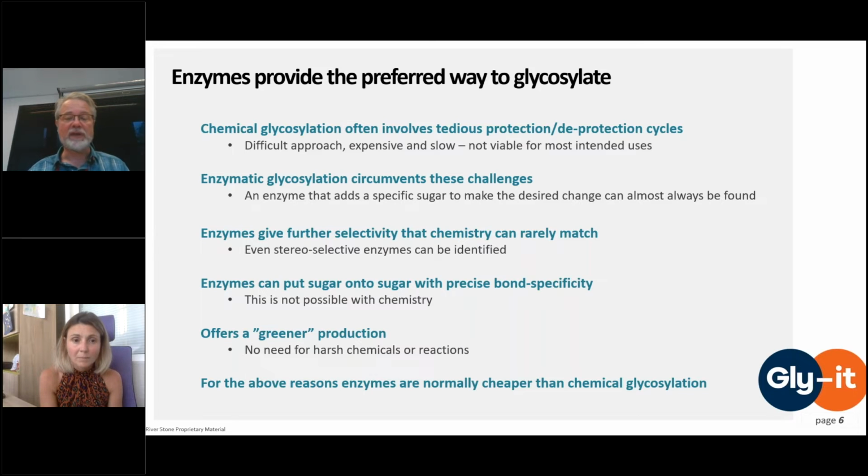I've worked with such enzymes that will only glycosylate, and do that to 100%, one of 2 stereoisomers of a small terpene. Enzymes can put sugar onto sugar that's sitting on a small molecule, and they can do that with precise bond specificity, so 1,3, 1,2, 1,4, and so on.